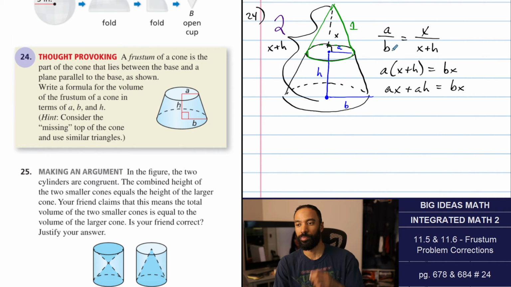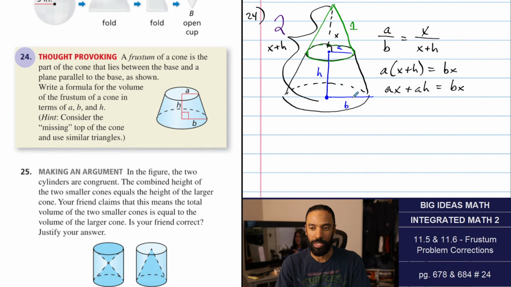Of the frustum, I should say. So I have the same setup here. Check this out. A is the radius in the small pyramid, cone. B is the corresponding part in the larger cone. X is the height of the smaller cone that I'm establishing there, and X plus H is the height of the larger cone.